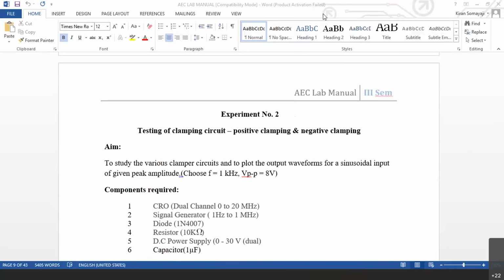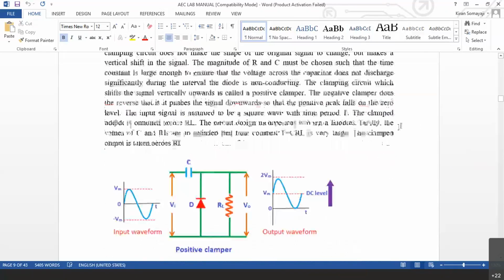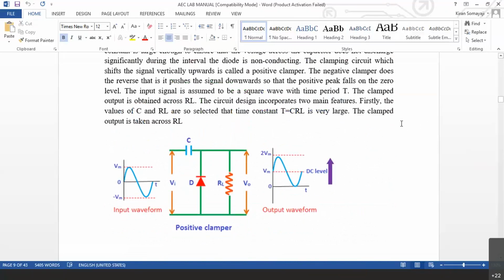Fine. Let me proceed to the next experiment. We had seen clippers. Now we have another special circuit called clamper.